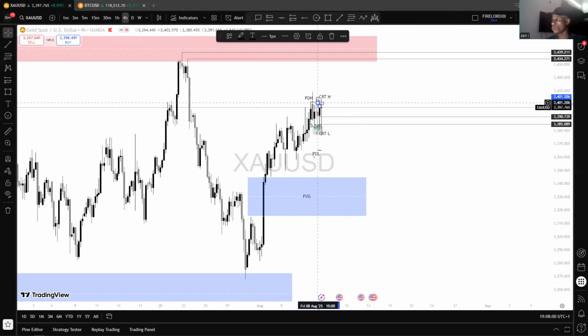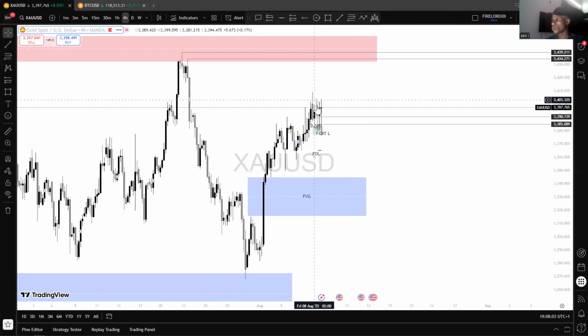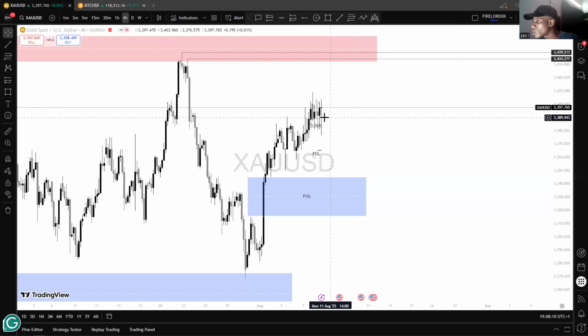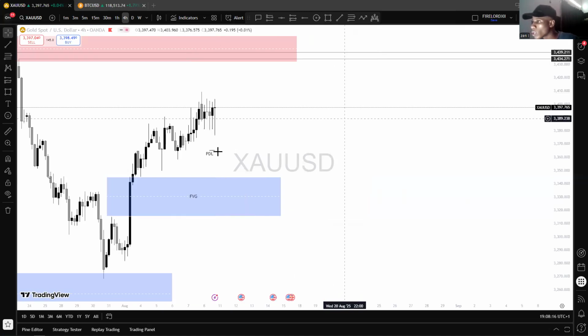We have a lot of gold. It's the only thing we trade anyways. So let's start deleting all this. Don't need them. All right.